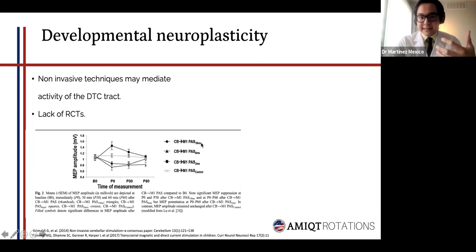So what they did was they did a PAS with the first stimulus, a conditioning stimulus, done 10 milliseconds, 6 milliseconds, and 2 milliseconds before a second stimulus was done in M1. Just as a note, M1 does not refer to the middle cerebral artery. It refers to the motor cortex in this study.